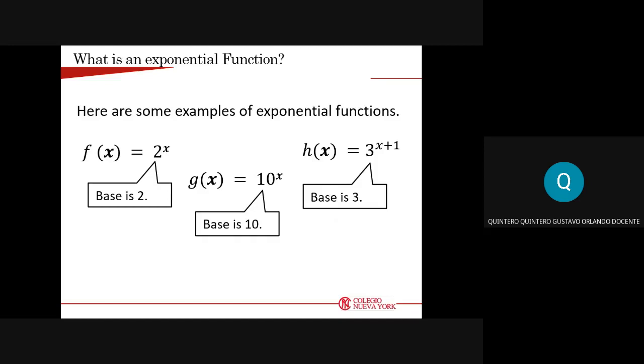All right. Beautiful, guys. Thank you for answering. So you guys are correct. The function that increases the fastest is g.